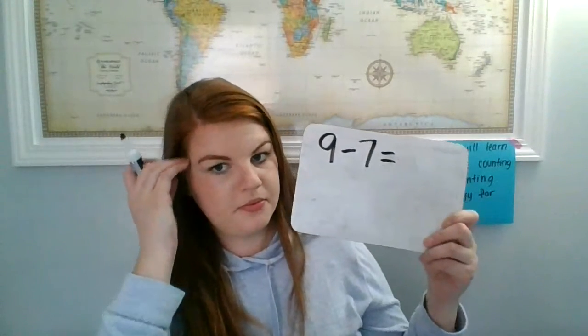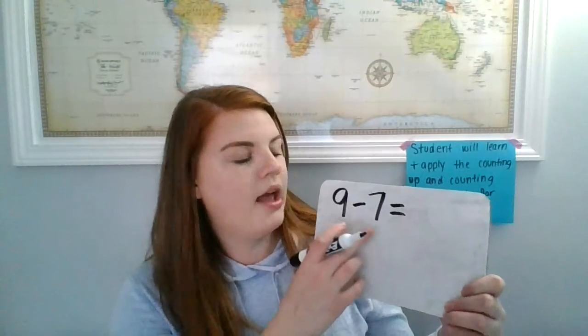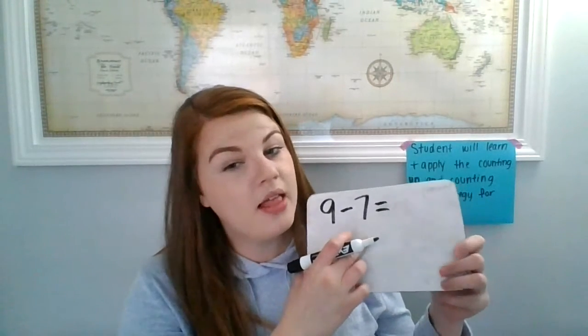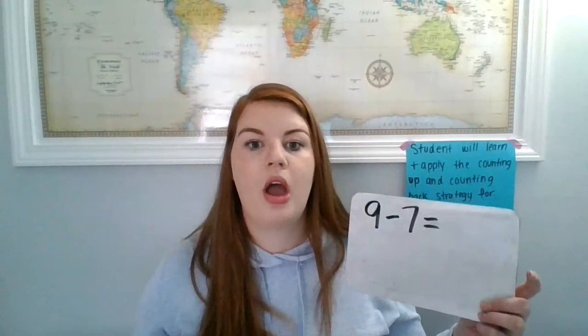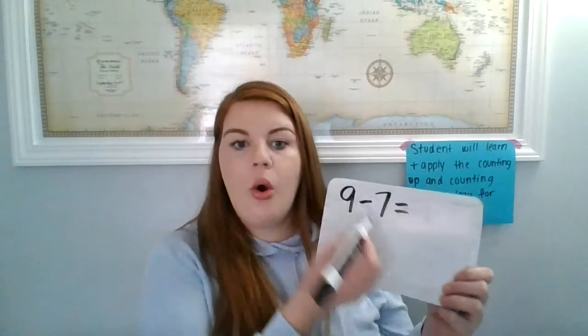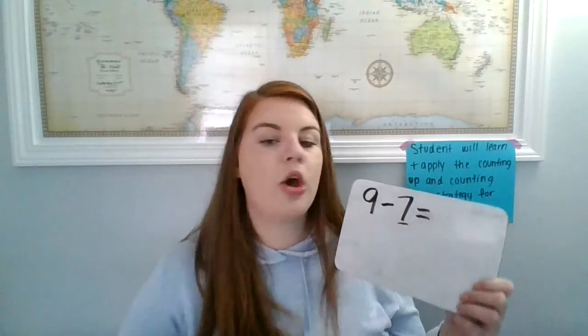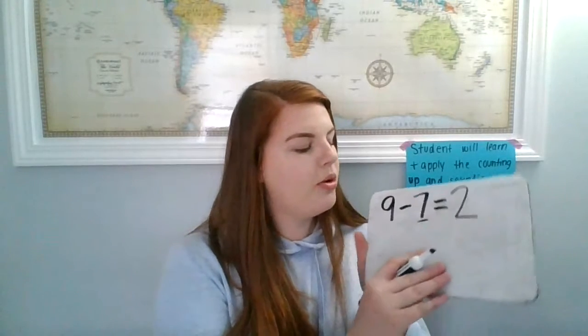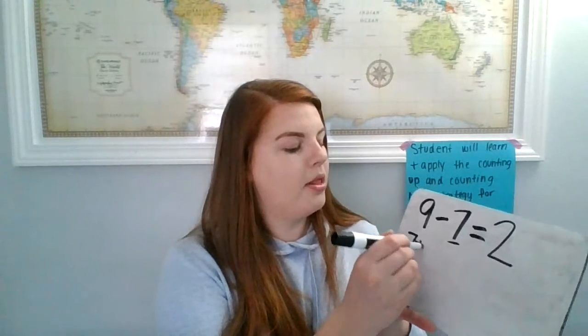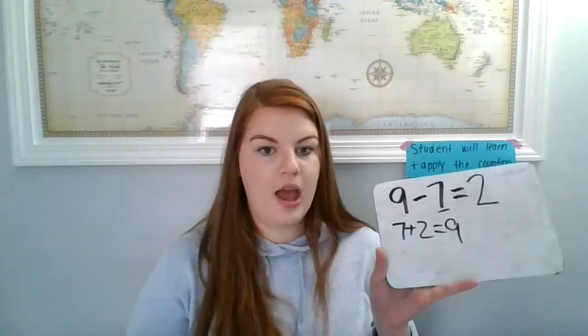9 minus 7. I can start at 9 and I can hop back 7 times. That sounds like a lot. We put in 9 and then we go 8, 7, 6, 5, 4, 3, 2. That was a lot of counting. Or I could start at 7 and go up to 9. 7, 8, 9. That was 2 hops. That was super quick. 2 hops to count up. So really we're thinking about this problem as 7 plus 2 equals 9.